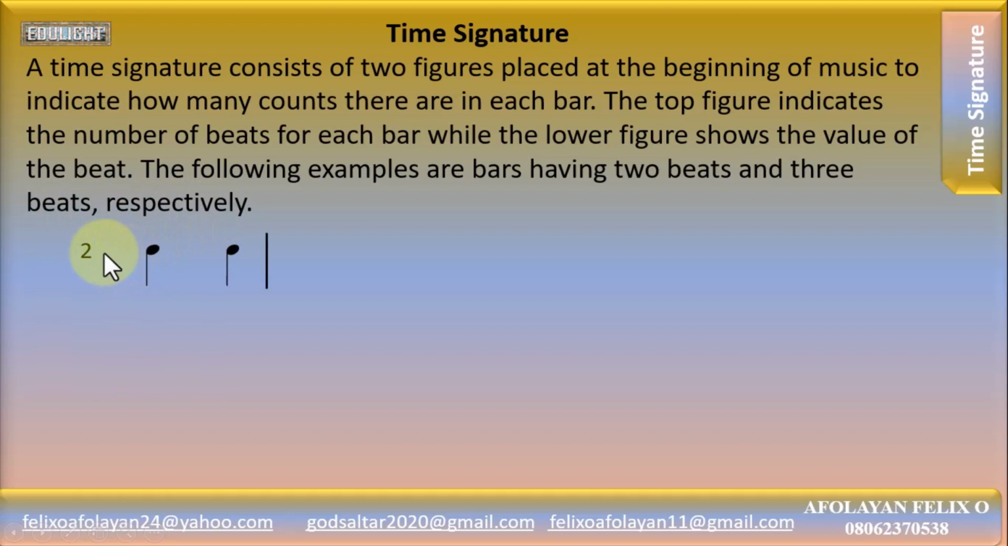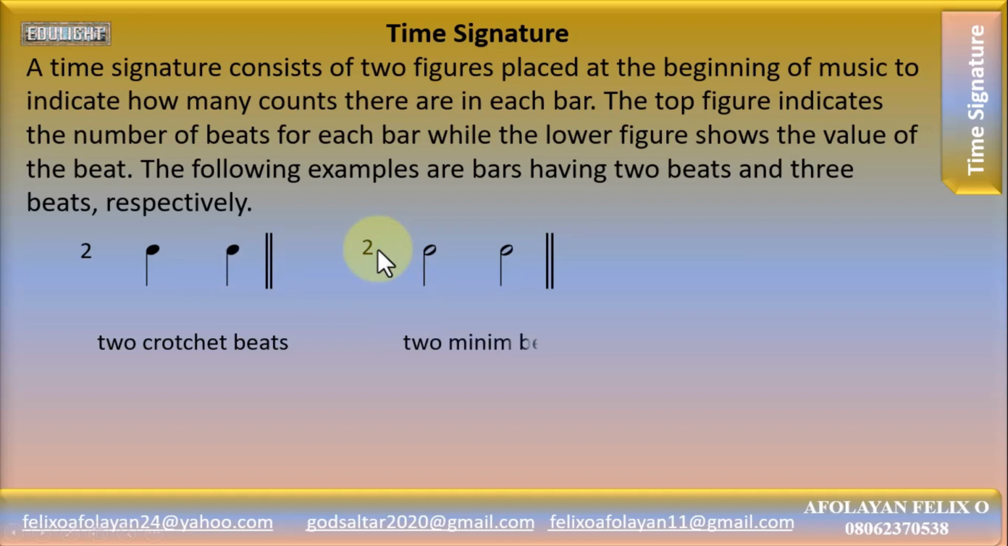Looking at this carefully, you can see that this is our crochet. It has 2 crochet beats in a bar. It must be balanced, just as we said in the previous class. So this one has 2 minim beats in a bar, 2 crochet beats in a bar. And this one is talking about 2 quaver beats in a bar.